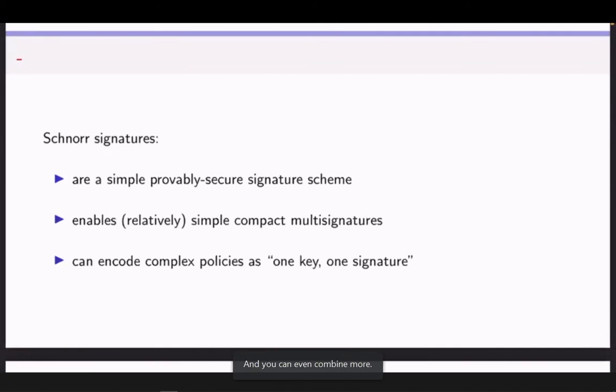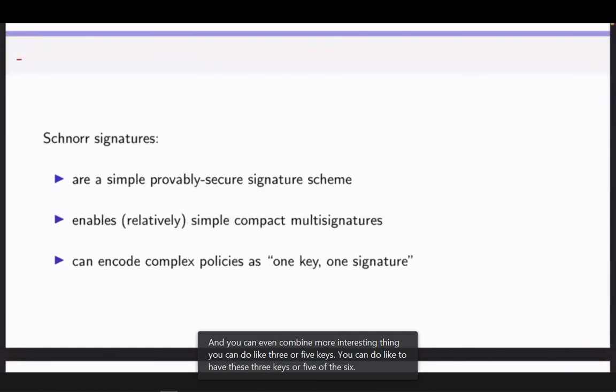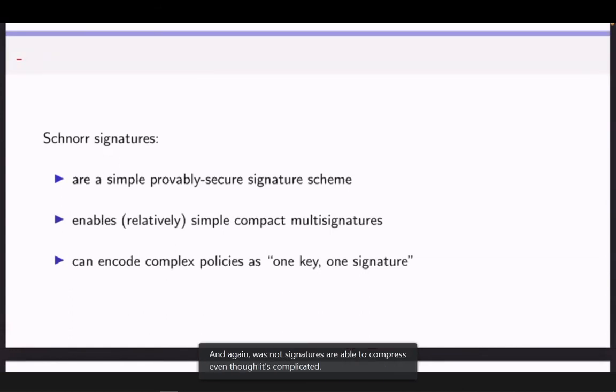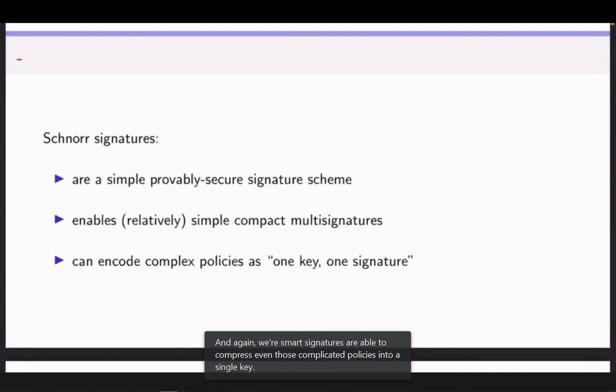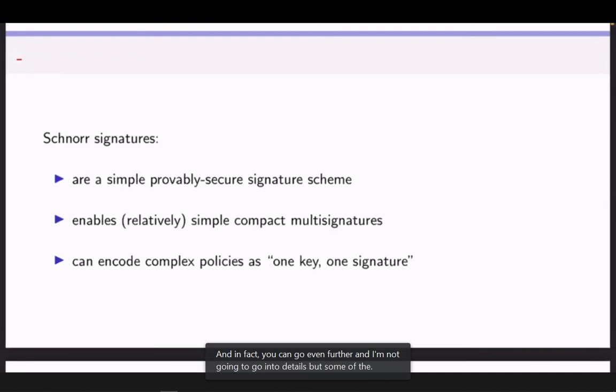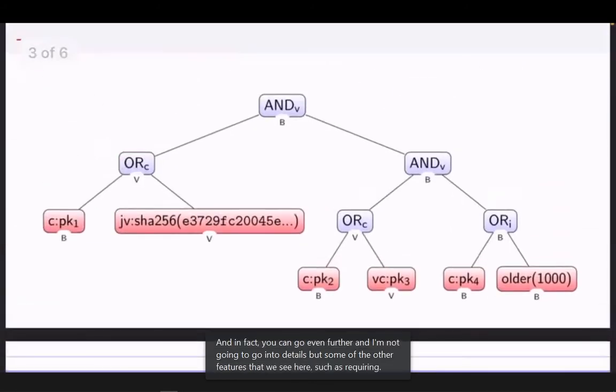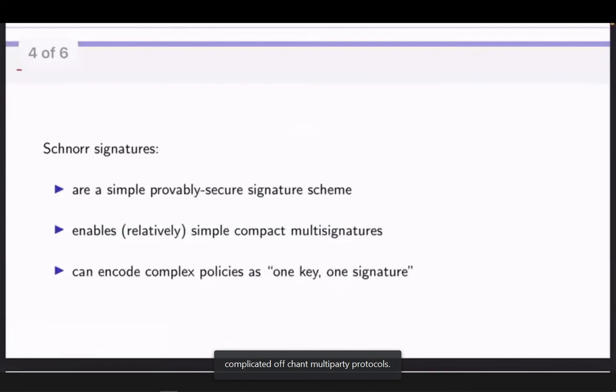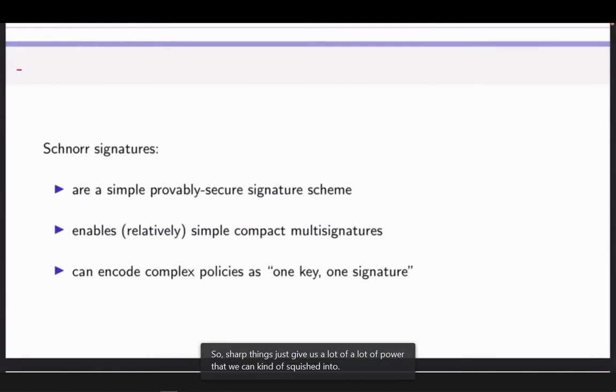And you can even combine more interesting things. You can do like 3 of 5 keys. You can do like 2 of these 3 keys or 5 of these 6 keys or complicated things like this. And again, with Schnorr signatures, you're able to compress even those complicated policies into a single key, which can then be spent with a single signature. And in fact, you can go even further, and I'm not going to go into details, but some of the other features that we see here, such as requiring pre-images to certain hashes, can also be emulated in this one key, one signature model using Schnorr signatures and appropriately complicated off-chain multi-party protocols. So Schnorr signatures give us a lot of power that we can kind of squish into individual keys.